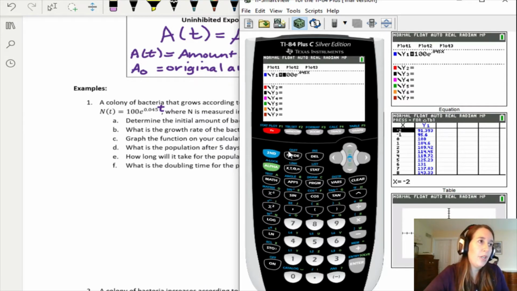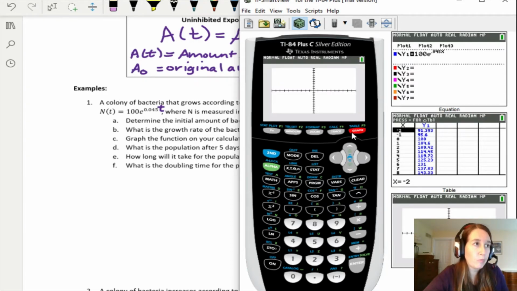So go into y equals and type in your equation, 100e to the 0.045x. There is no t, like when you type, that's the variable, so that's the variable x right there. Then hit graph, and if you're like me, that's probably what you'll see, a whole lot of nothing. And that's because you may notice that the initial amount was 100, and it probably goes up from there. So we're going to need to change our window.